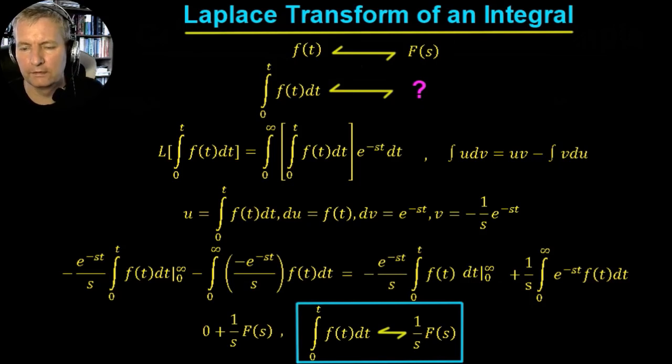So finally we can say that the integral from 0 to t of f of t dt, when we Laplace transform it, is going to give us 1 upon s times our function F of s.